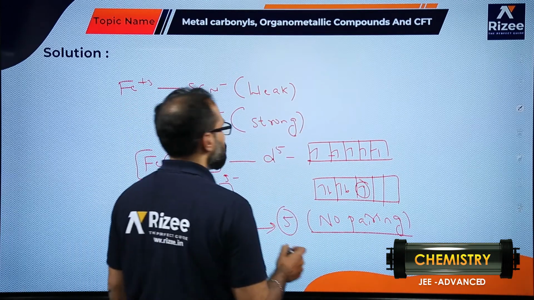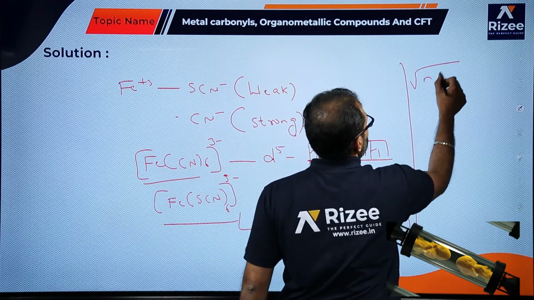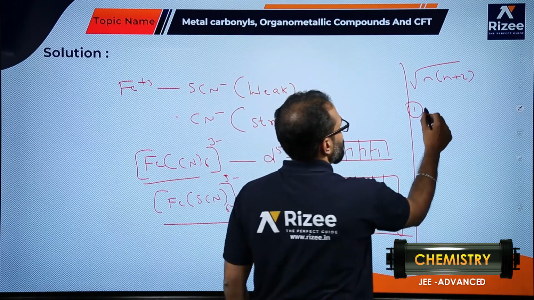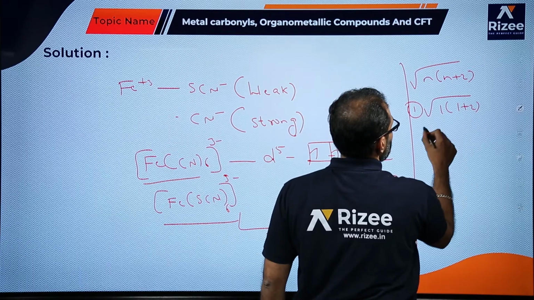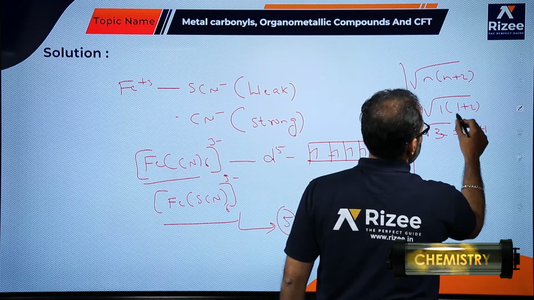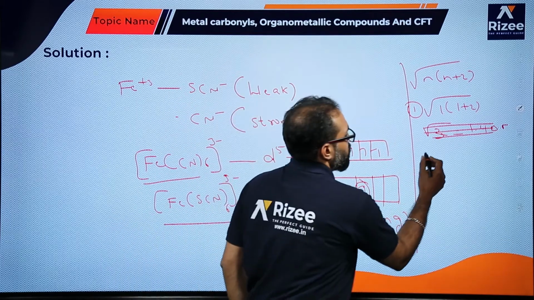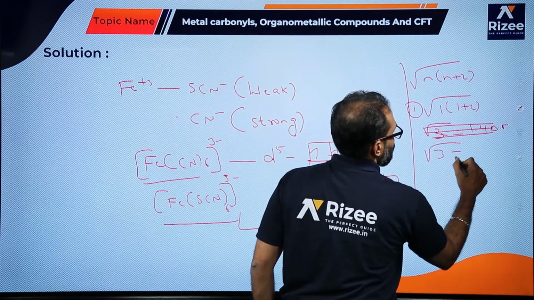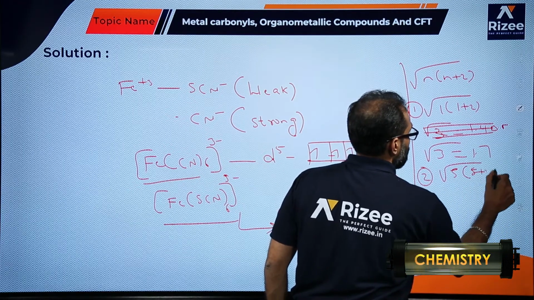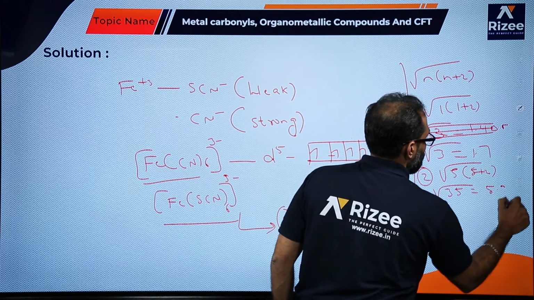If you are applying the formula, what is the formula you have to apply? Root of n into n+2. For the first one, here we are having one unpaired electron, root of 1 into 1+2, we will get root 3. What is square root of 3? It is 1.7. What about the second one? We are having 5 into 5+2, so it is root 35. It is 5.9.